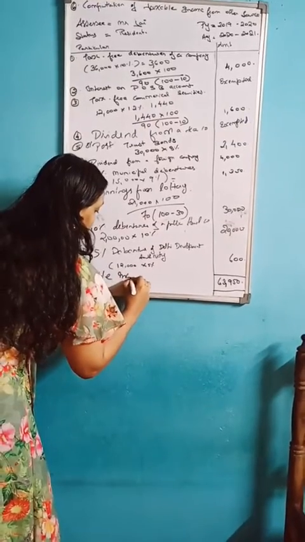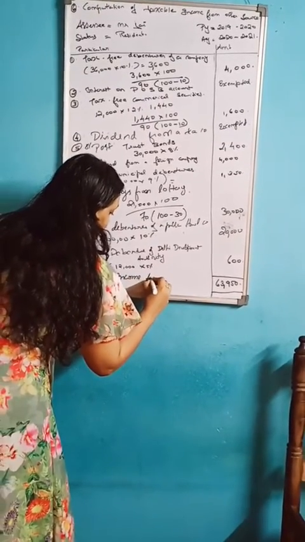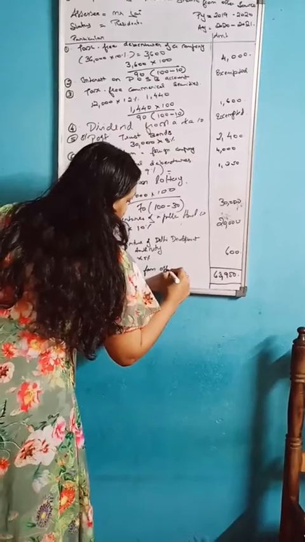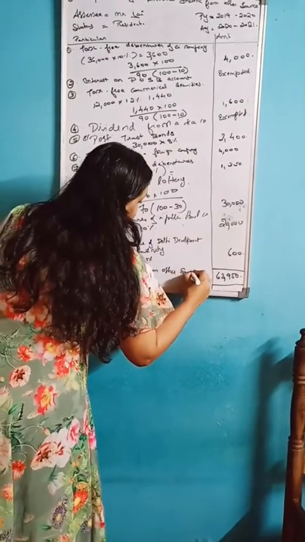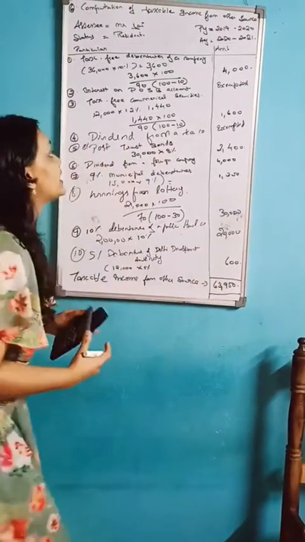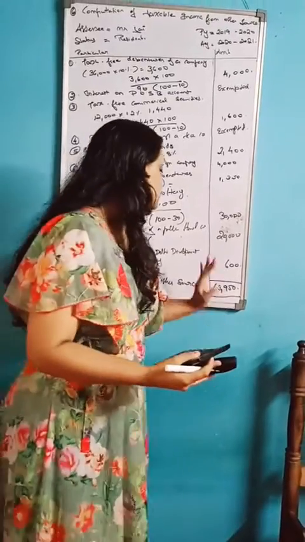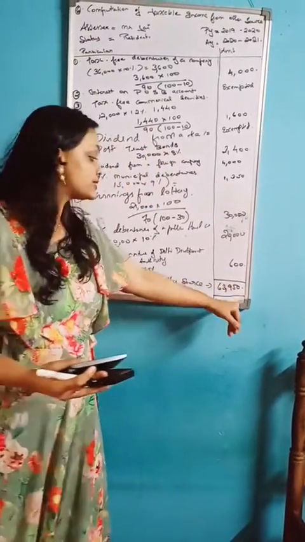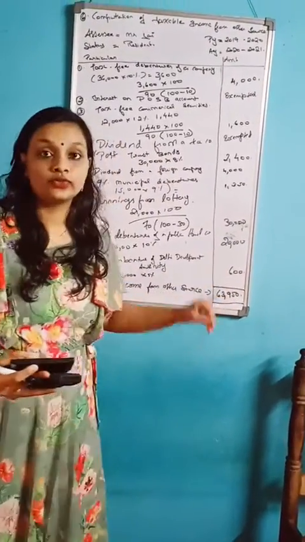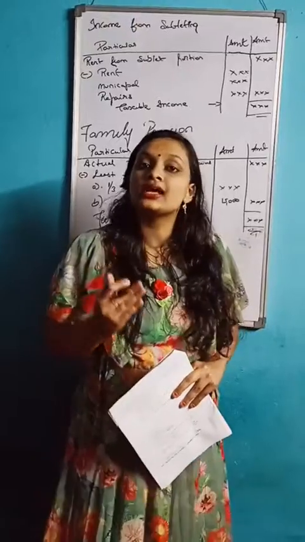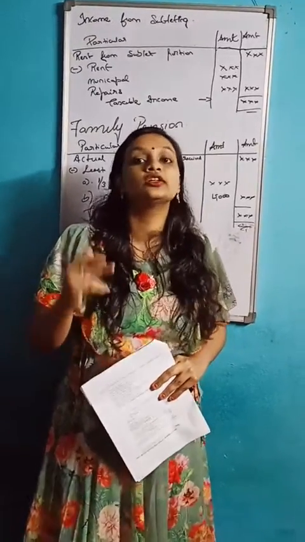Taxable income from other source. Okay. So the last answer you will get, taxable income from other source, is 63,950. Okay. In the last theory class I have already mentioned the two formats.